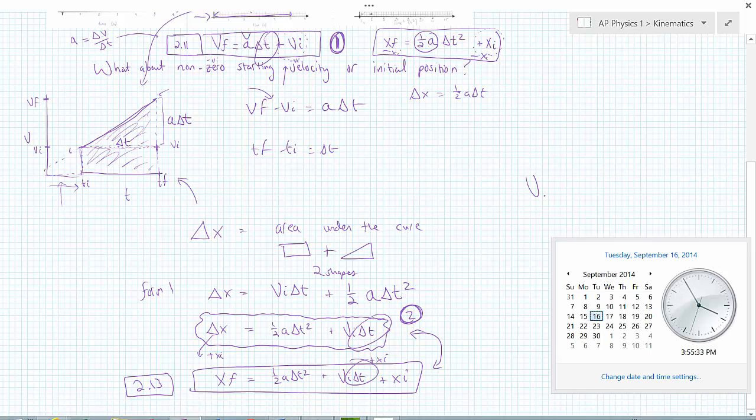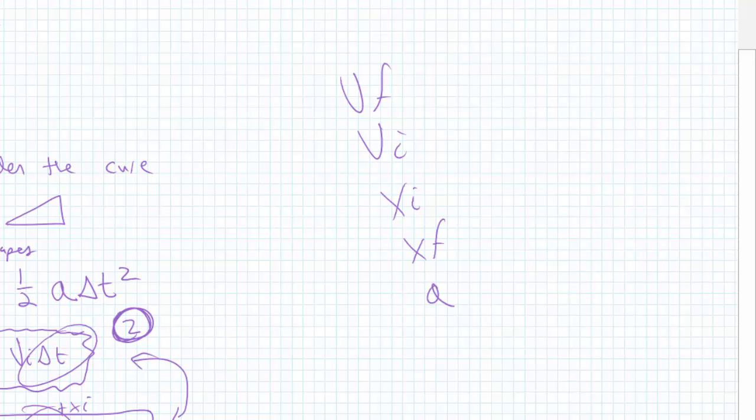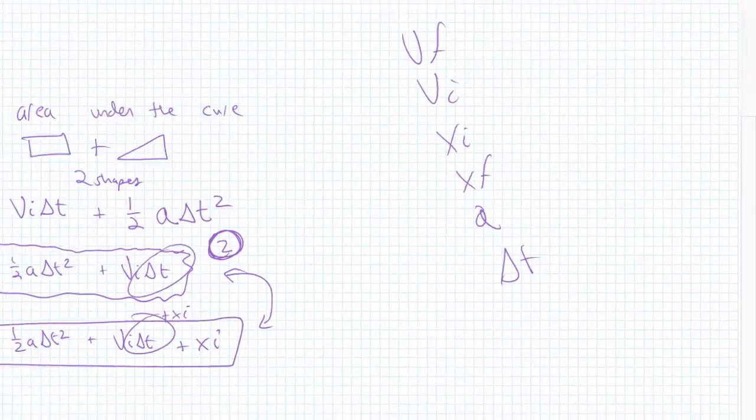We talked about final velocity. We've talked about initial velocity. We talked about initial position. We talked about final position. We talked about acceleration. So we have all these variables, including time, and all those equations have time in them. So we need an equation that doesn't have time.